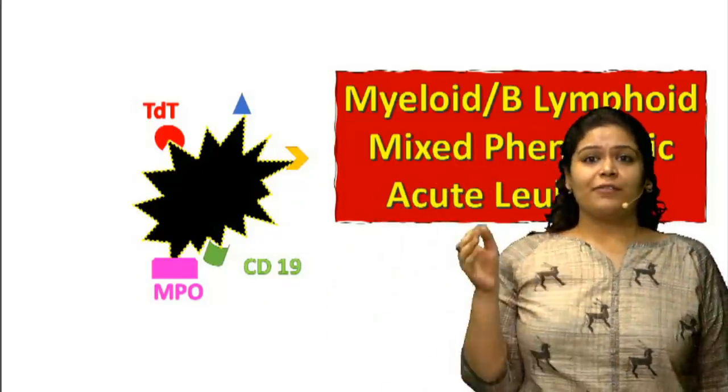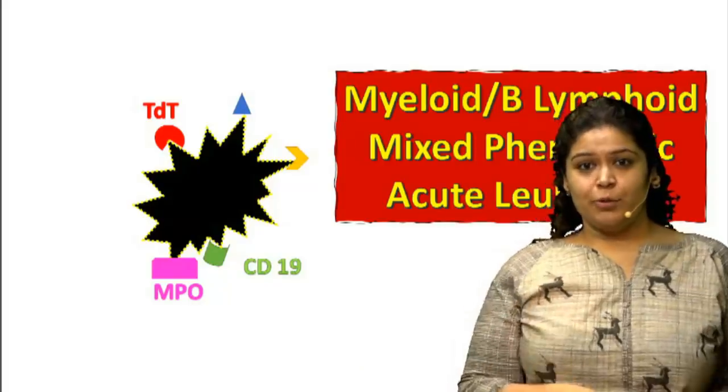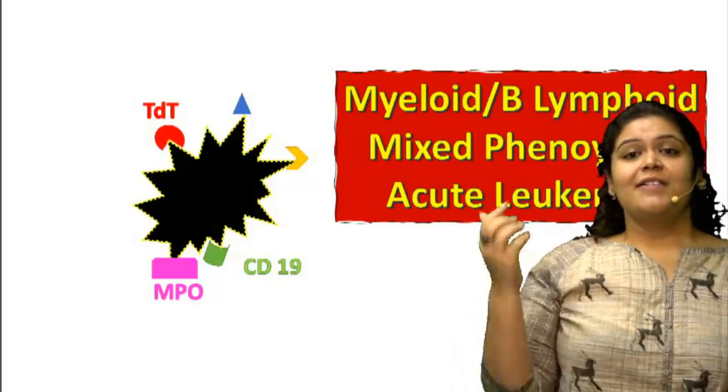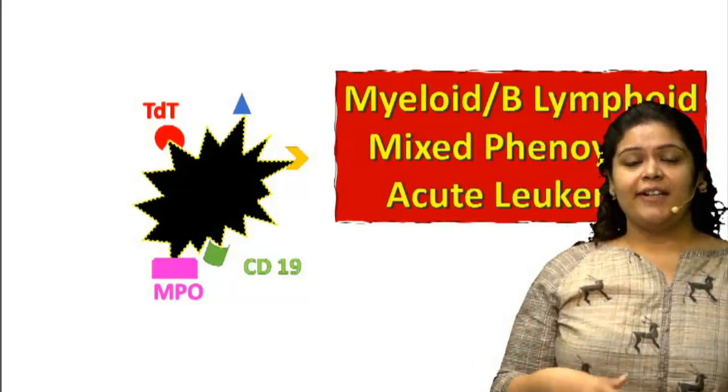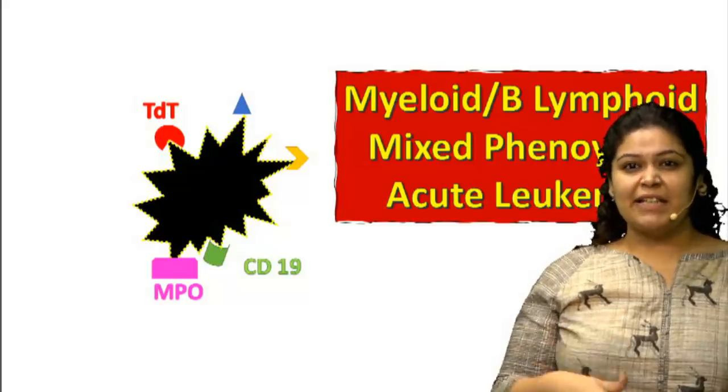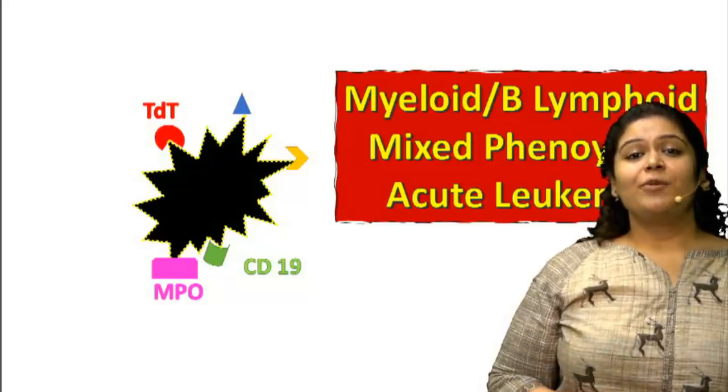So this was a very quick revision of how to diagnose a few of the leukemias and their CD markers: CD34, TDT, HLA-DR, CD13, MPO, CD19, CD10, and CD14 and 64.